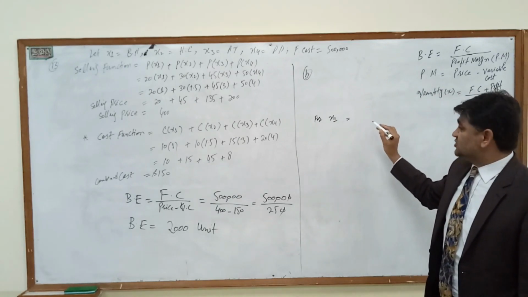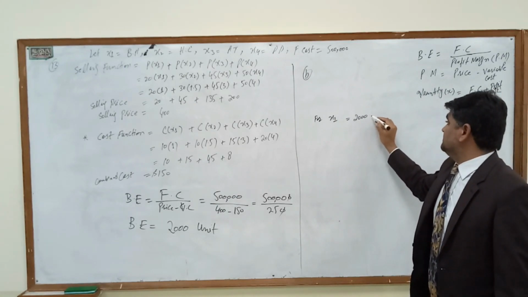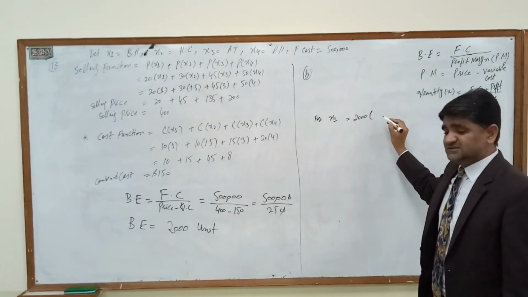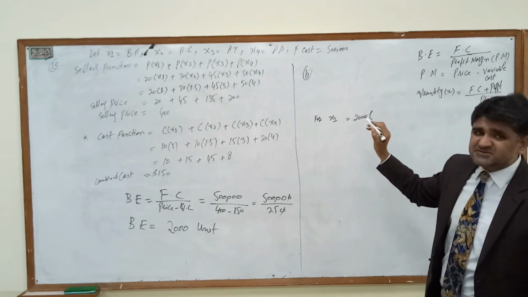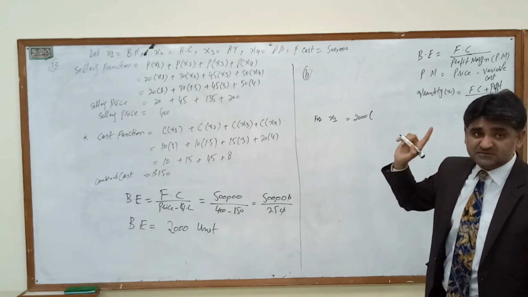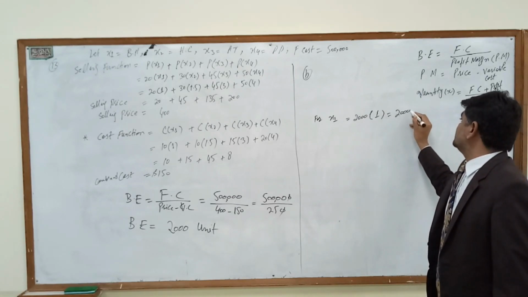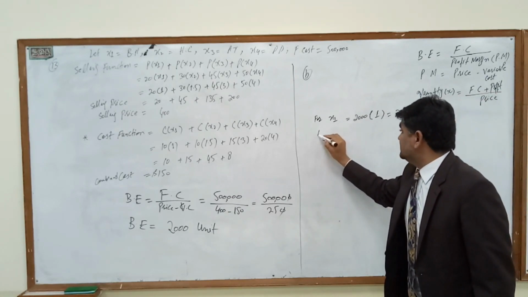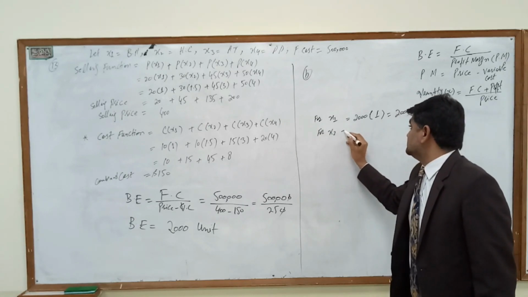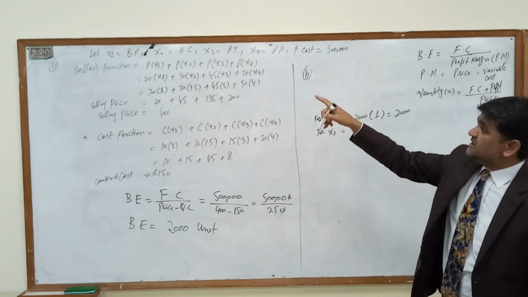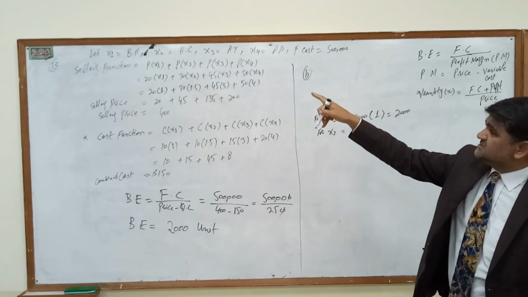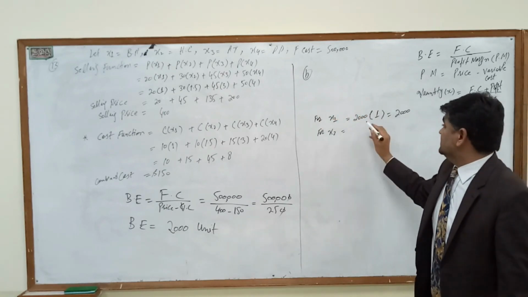For X1, what is the total quantity? Break even is 2000. How many units of X1 are there? One unit, which is equal to 2000. For X2, Hellas. Okay.